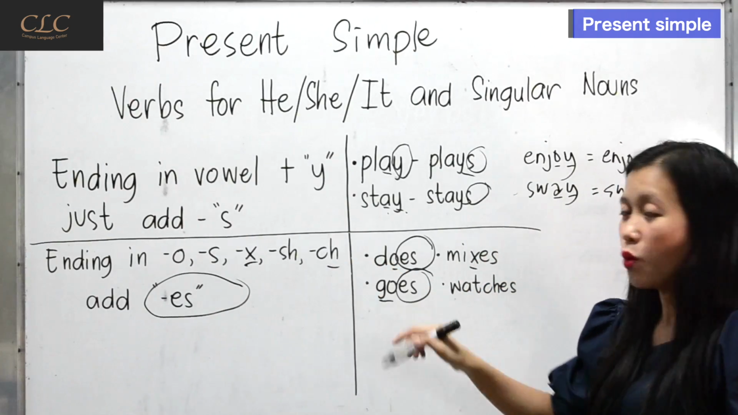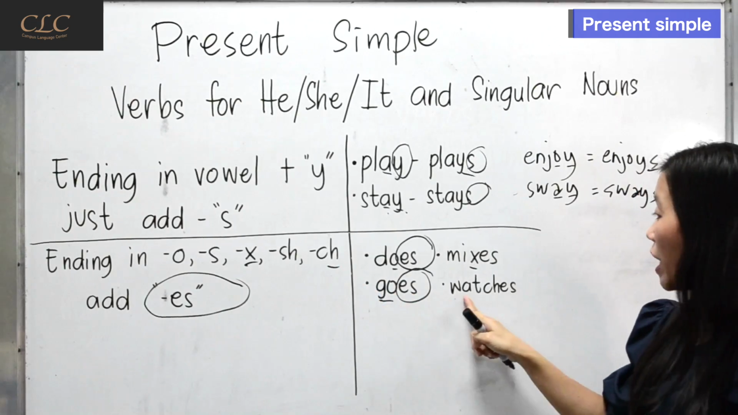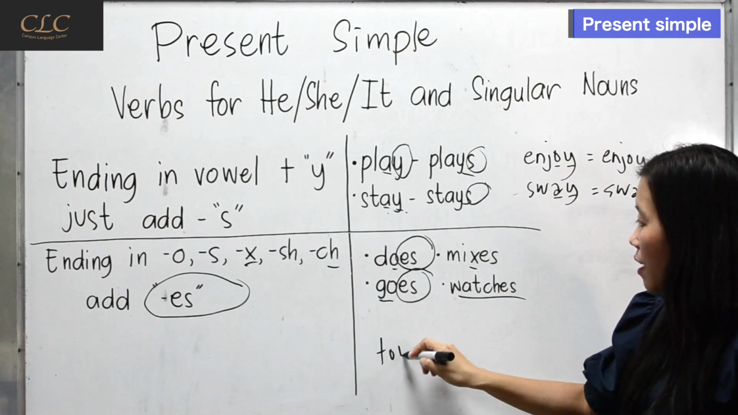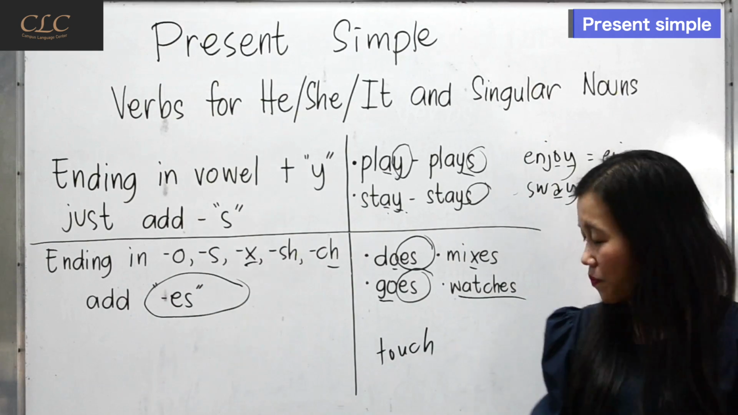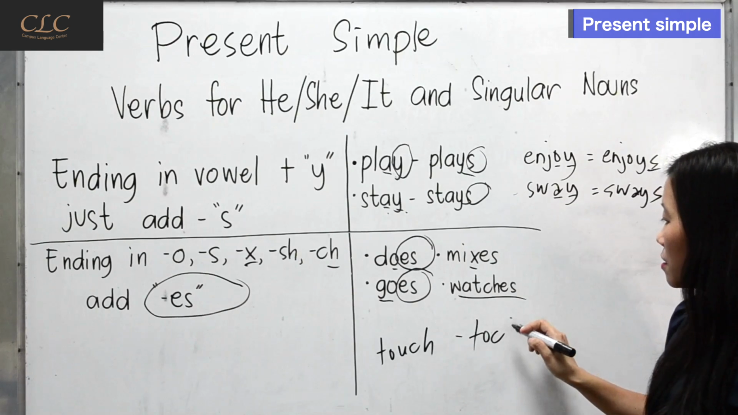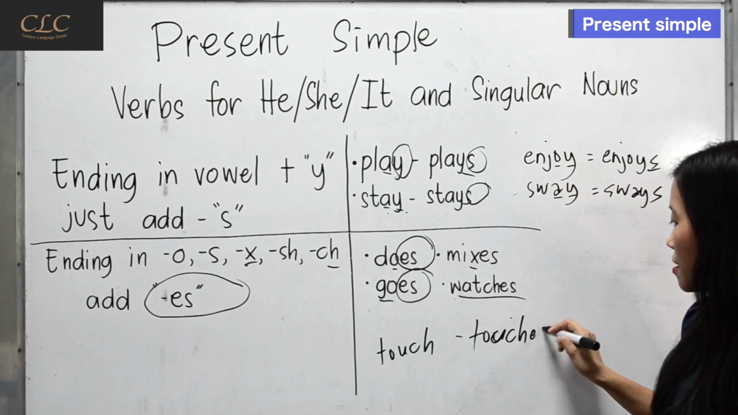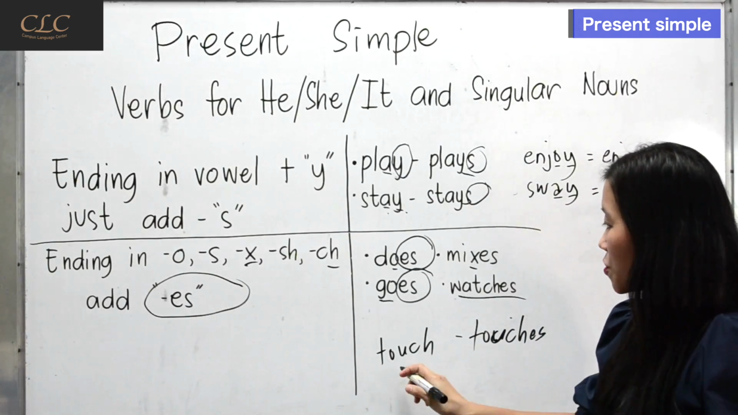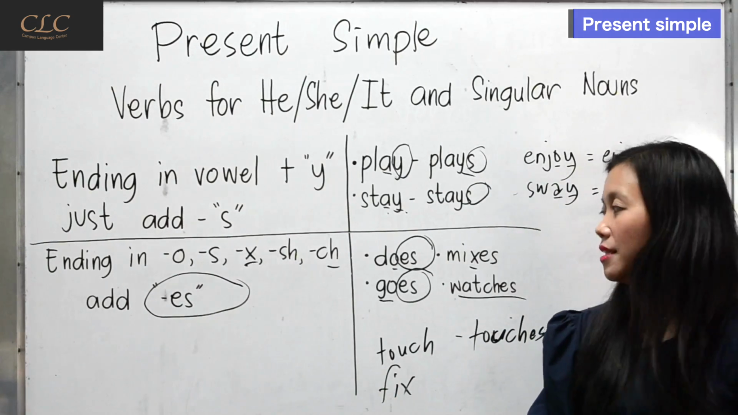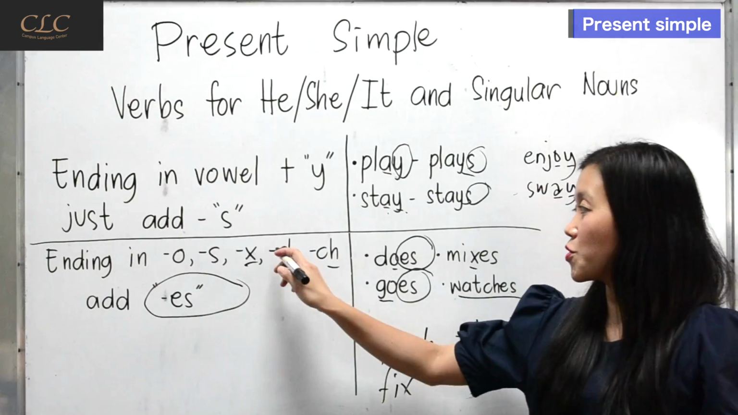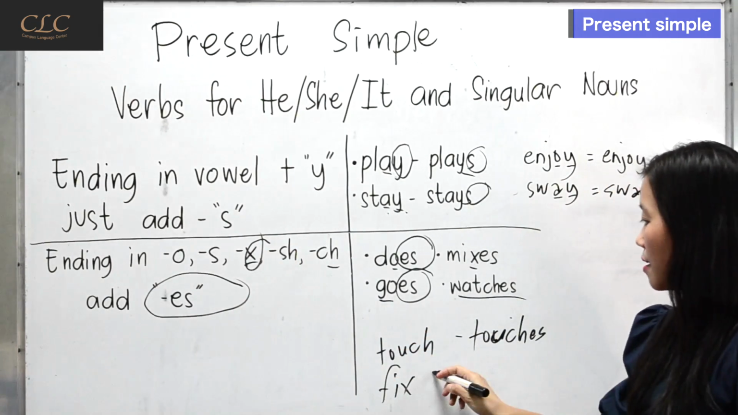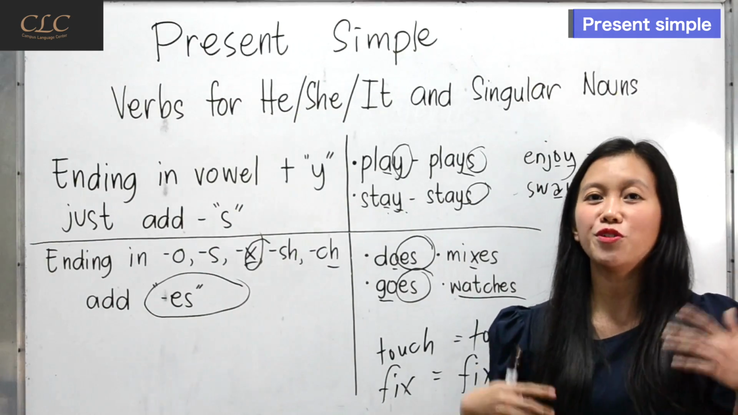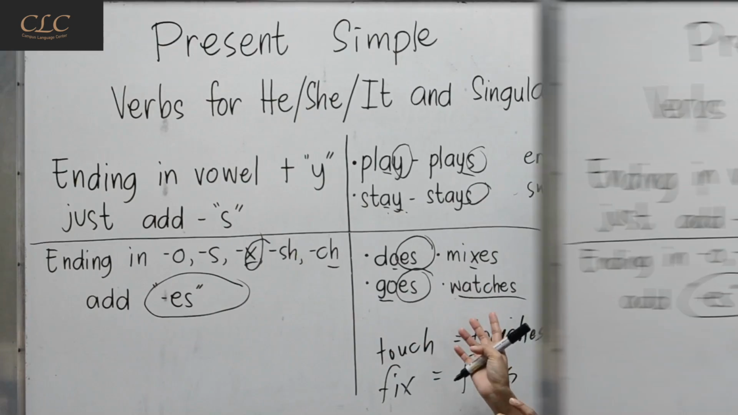We have CH, watch, it will become watches. How about when we have the example verb touch, it becomes touches. Okay, and then how about this word? Is this correct? Fix, to repair something. So the ending letter is X, so it will become fixes. So do you understand the spelling rules now?